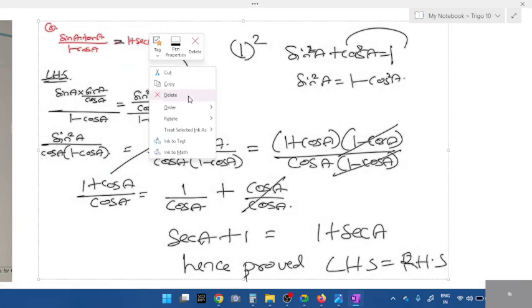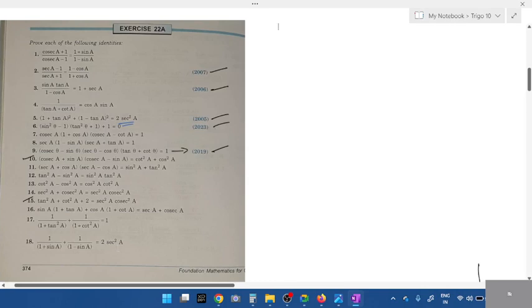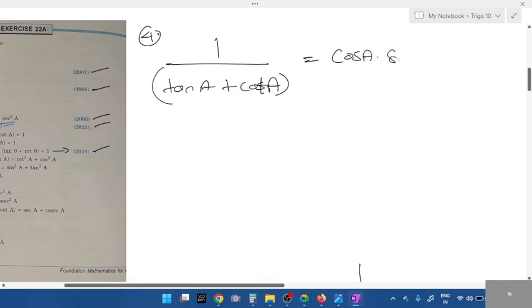Okay, now the fourth question is given in your textbook, Selena publication. I think it's the fifth or sixth question. Okay, write it as the fourth question, students. See, 1 by tan A plus cot A. Take left hand side and solve it. Is equal to cos A into sin A.